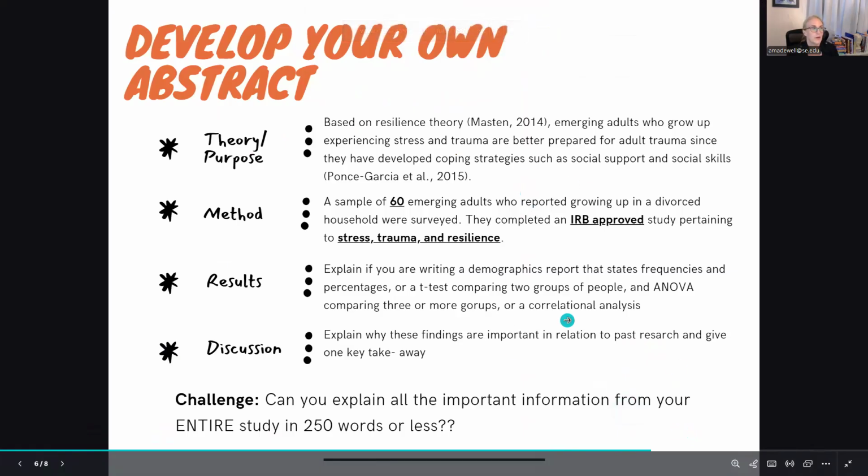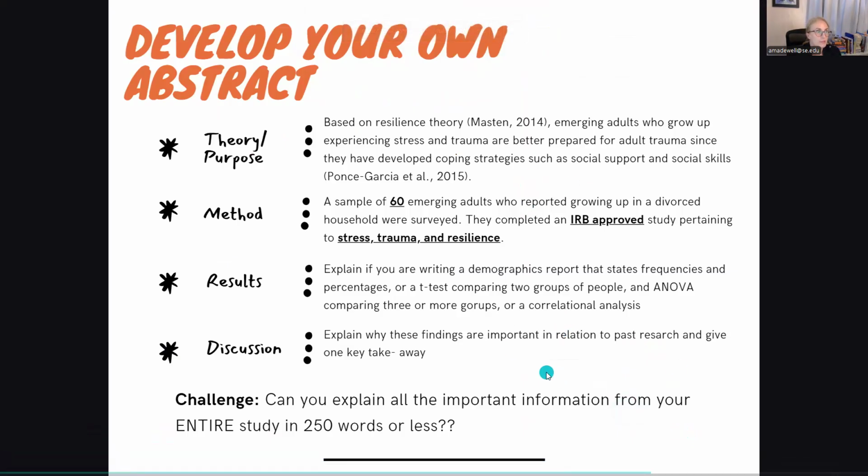When you develop your own abstract, and you're going to be doing that 3 times this term, you're going to start out with your theory or your purpose statement. So here's just an example. Based on resilience theory from Dr. Maston in 2014, emerging adults who grew up experiencing stress and trauma are better prepared for adult trauma since they've developed coping strategies such as social support and social skills.